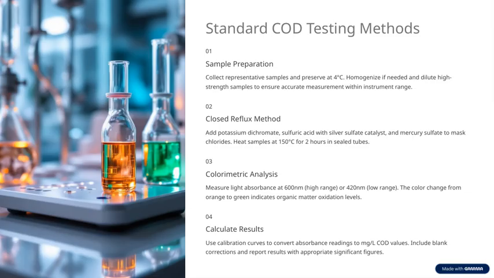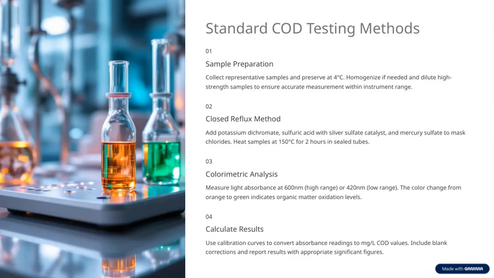After digestion, we perform colorimetric analysis. Here, we measure the light absorbance at either 600 nanometers for high-range samples or 420 nanometers for lower ranges. The key visual indicator is the color change from orange to green, which reflects the level of organic matter oxidation in the sample. Finally, we calculate the results.